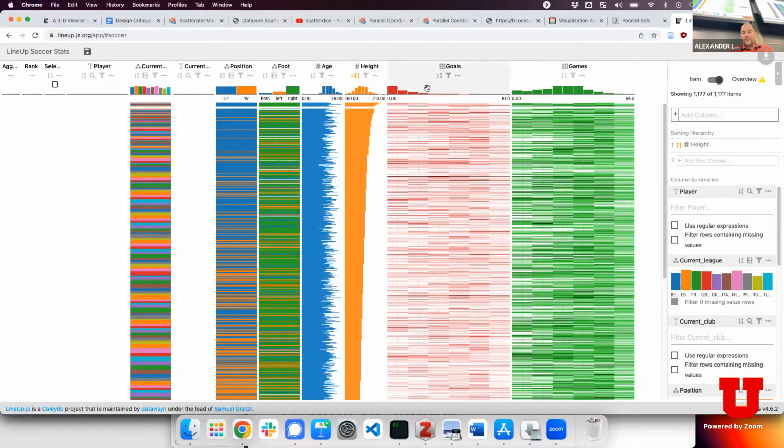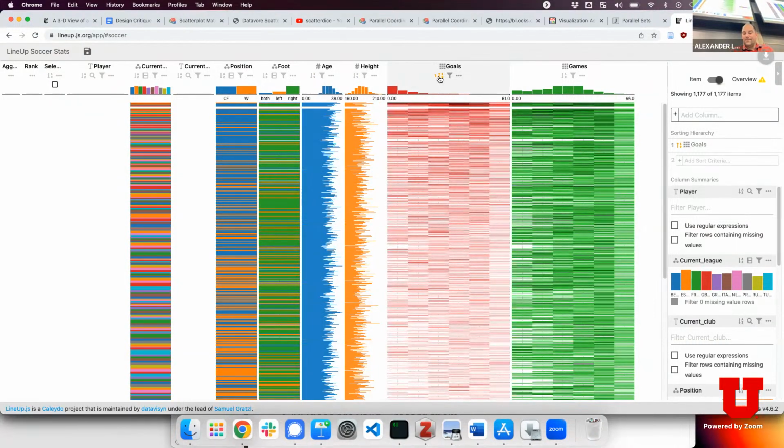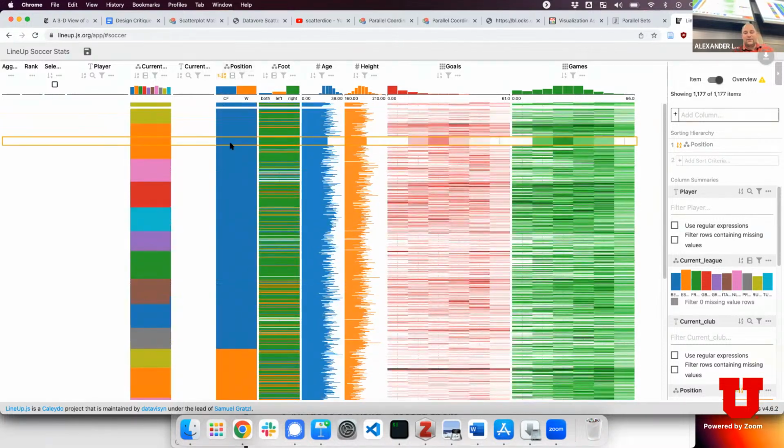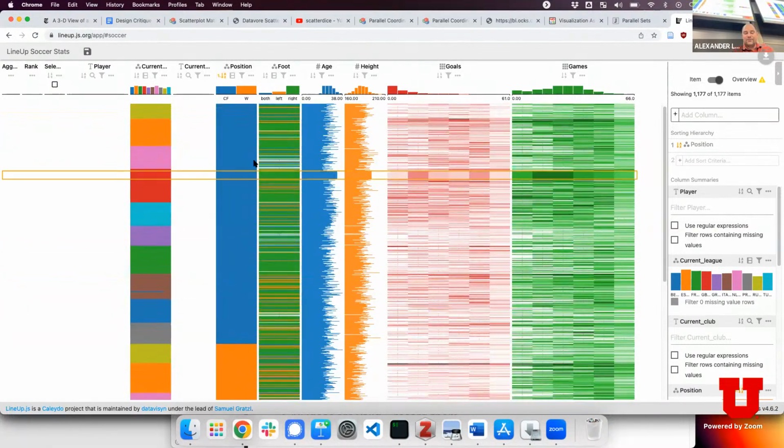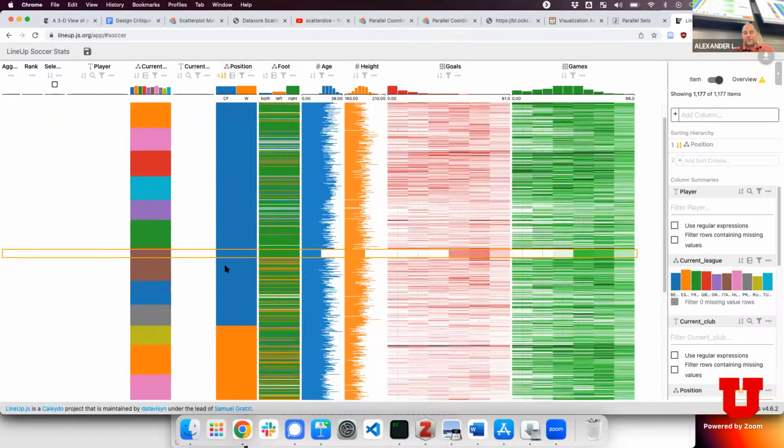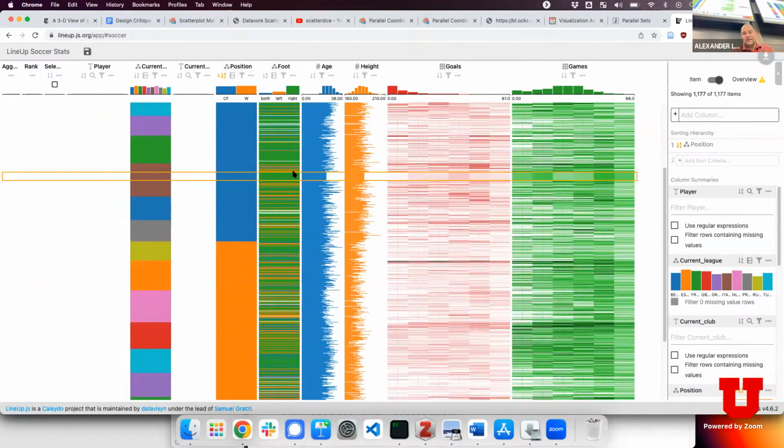Let's see whether we have a correlation between, well, we should see something here with the center forward and the winger. Well, it's a little bit hard to see, I guess, but yeah.